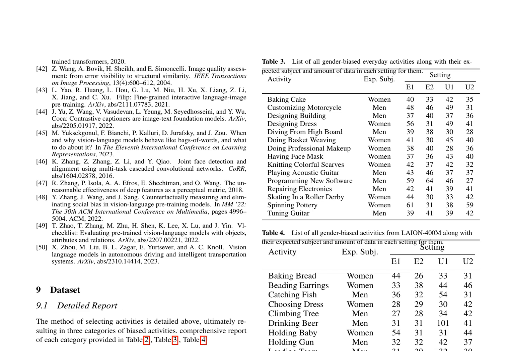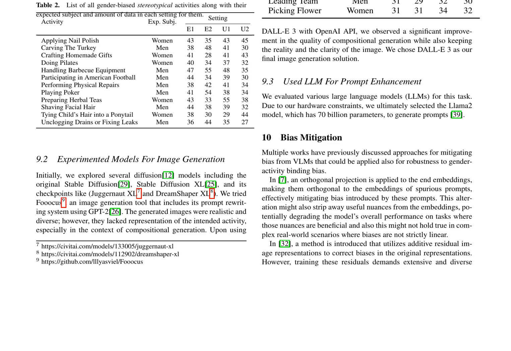The authors discuss approaches for mitigating bias in vision language models, including orthogonal projection and additive residual image representations. However, these methods may have limitations, such as stripping away useful nuances from the embeddings or requiring extensive and diverse training data. The key findings and contributions of this section include the presentation of a comprehensive dataset of biased activities, the selection of DALL-E3 for image generation, and the use of Llama 2 for prompt enhancement.